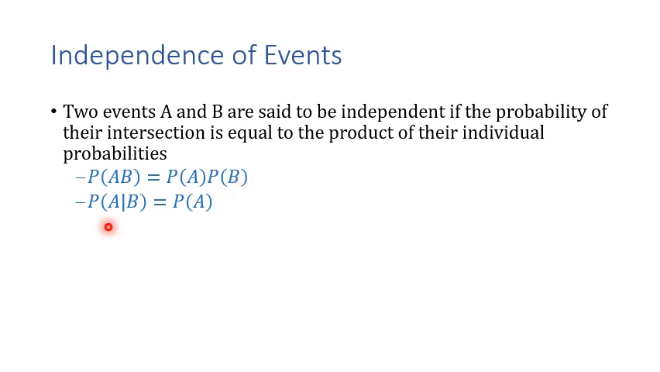Using this formula, we can derive that the conditional probability of A given B happened is equal to just P of A. Because we know that the conditional probability is P(AB) divided by P(B), we can remove the P(B) and it's just the P of A.